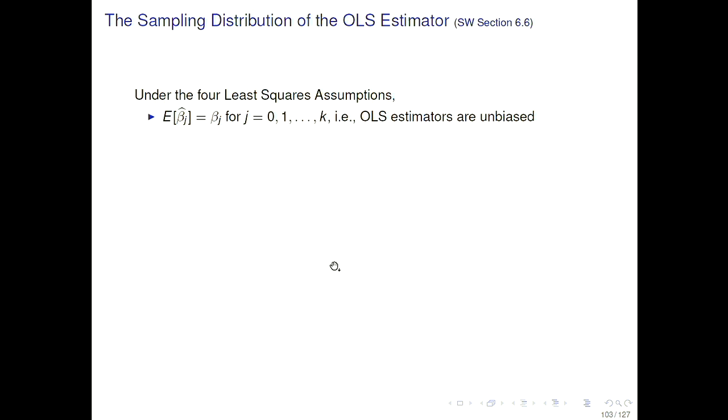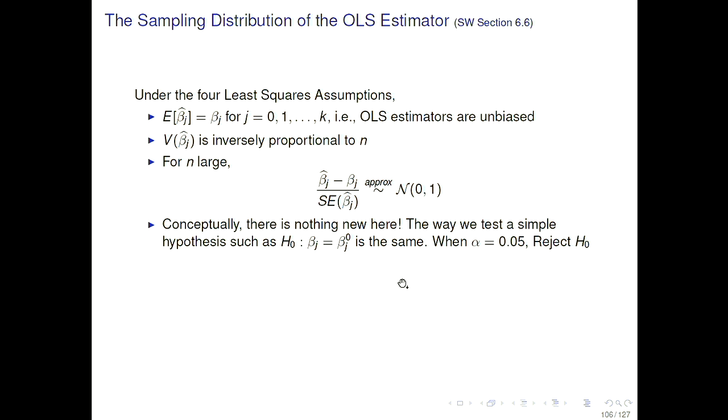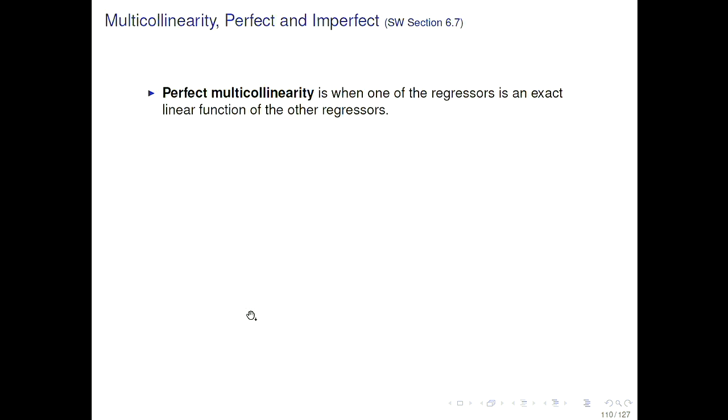So under these assumptions, OLS estimators are unbiased for all parameters. And the variance of the OLS estimator is inversely proportional to the sample size, which means if we have a larger sample, then our estimate is going to be more precise. And we can show that when the sample size is large, the same definition of the t-ratio is approximately distributed as a standard normal distribution. So we can use this result for hypothesis testing and constructing confidence intervals, right? So when we have this null hypothesis, we can make a decision following exactly the same decision rule, right?